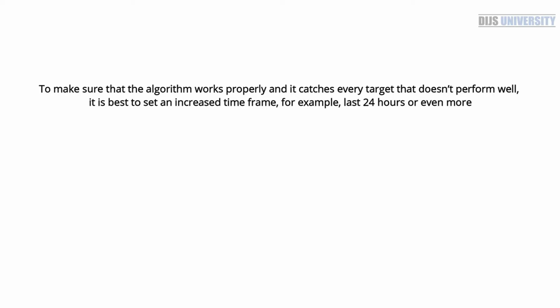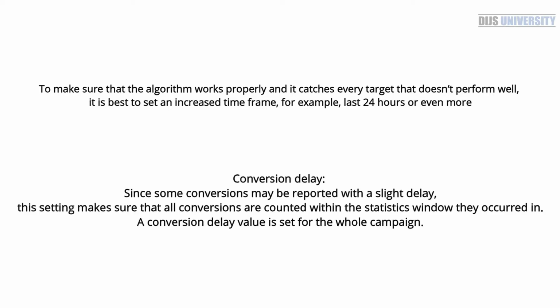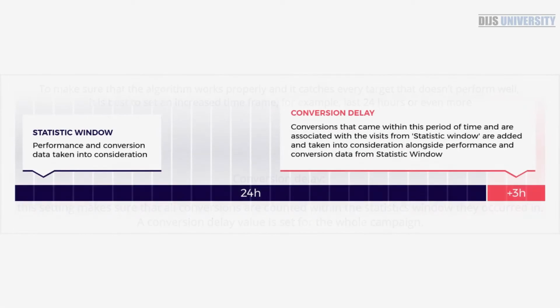Now, your conversion delay. Since some conversions may be reported with a slight delay, this setting makes sure that all conversions are counted within the statistics window they occurred in. And a conversion delay value is set for the whole campaign. So you can look at the graph that I have here that visualizes how both of these factors work.